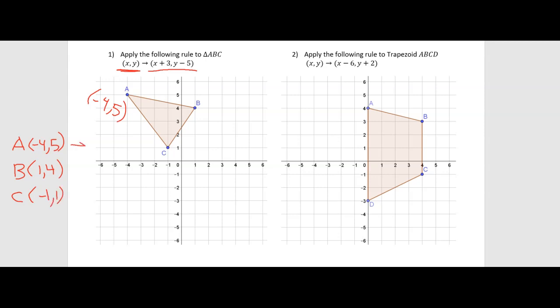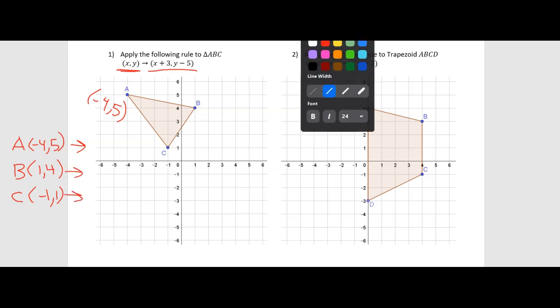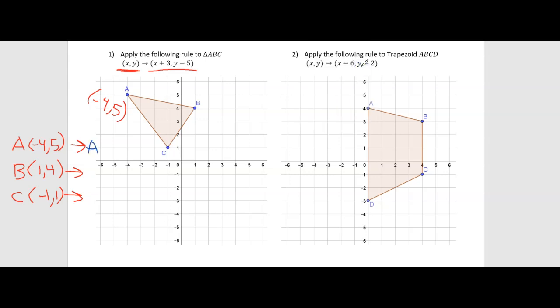So when I perform this transformation, I should get a set of 3 new points. We're going to call those A prime, B prime, and C prime. And now I just need to figure out where those new points are.